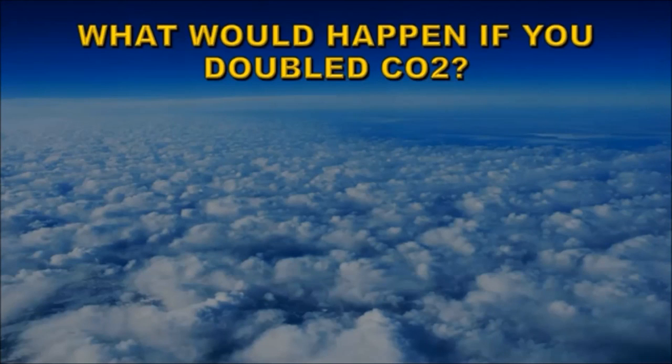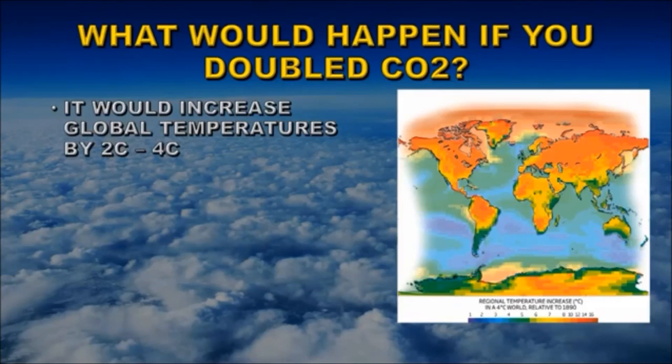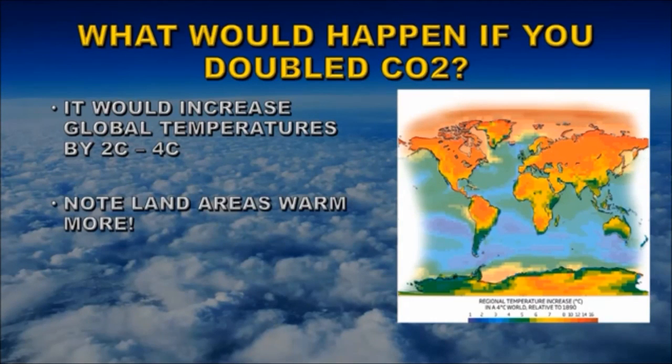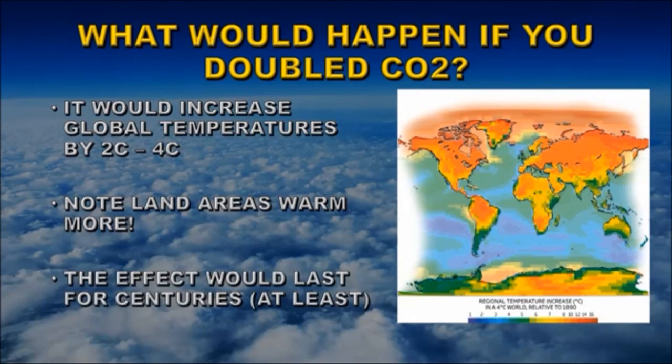We often hear about what would happen if we doubled the level of carbon dioxide in the atmosphere. Well, what would happen? It would increase global temperatures between 2 and 4 degrees centigrade, it is estimated. But you've got to note here that land areas warm a lot more than the oceans do, and there's more oceans. So land areas will warm tremendously. And you can see here that some land areas are going to be warming by 16 degrees centigrade, which is a tremendous increase in global temperatures. The effect would last for centuries because it takes that long for the carbon dioxide to wash out of the atmosphere.